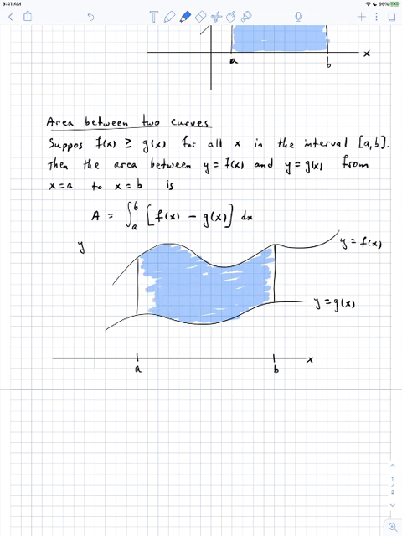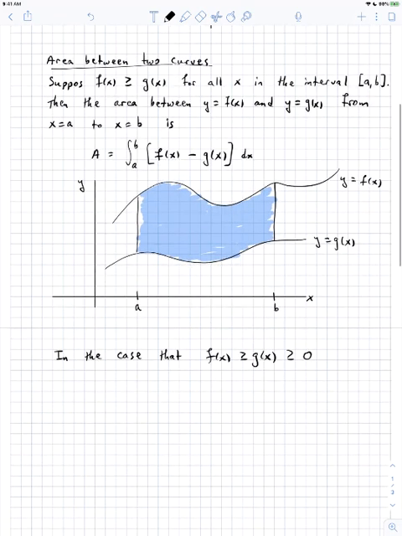So the formula tells us that in order to determine this area, it's enough to integrate the difference between f and g. In this particular picture, both f and g are non-negative. So in the case that f is greater than g and g is non-negative, and so if g is non-negative and f is bigger, then f must be non-negative too, then we can see that the formula is correct.